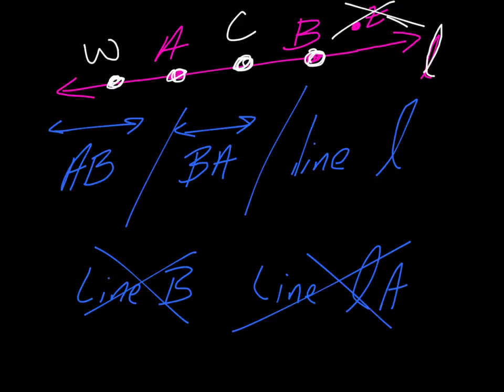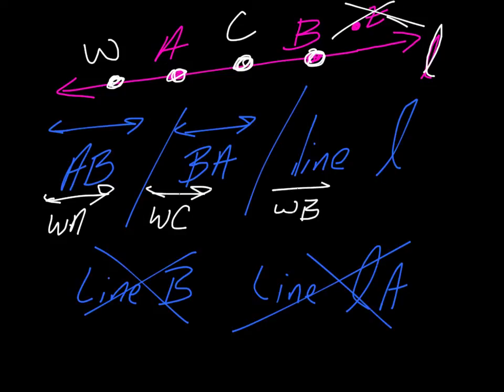And with the added letters in there too, if you wanted to name it, you could have named it line WA with the line symbol, or even WC. You can skip letters in there. That's perfectly fine. In that same token, you could say WB or BW. Hopefully you guys get the idea. Any points that are actually on that line would be perfectly fine to use.